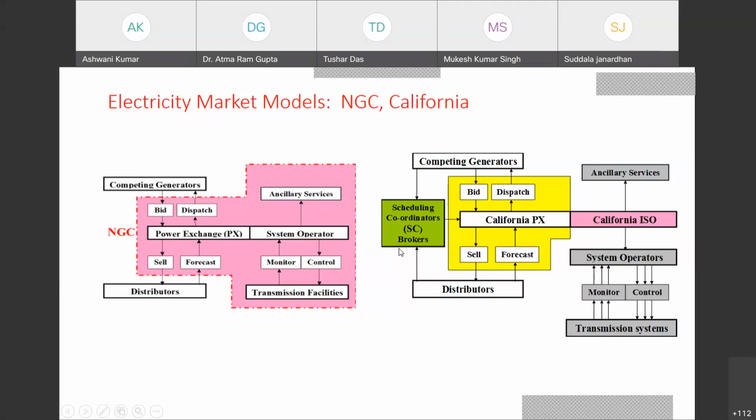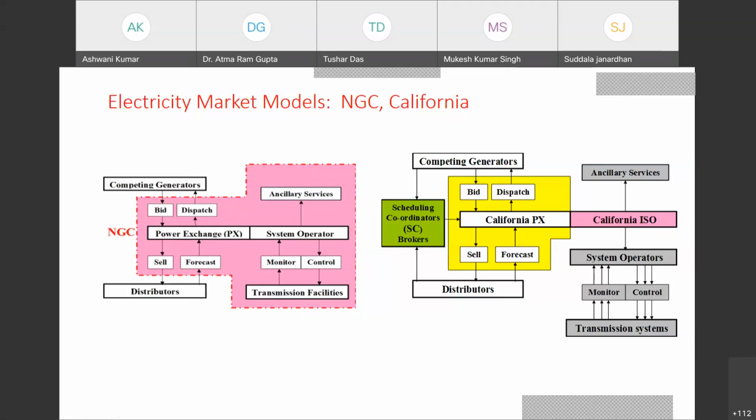These scheduling coordinators take care of the bilateral transactions, especially in the California electricity market. So California has two exchanges: one is the power exchange for the pool, and another is the scheduling coordinator for taking care of bilateral. In the Indian market, we don't have this. The power exchange takes care of both pool and bilateral. So this is the difference: bilateral negotiation can be done by the scheduling coordinators, but in the TSO model both the pool and bilateral are taken care of by the power exchange. And in the Indian electricity market, the bilateral exchange is around 10%.